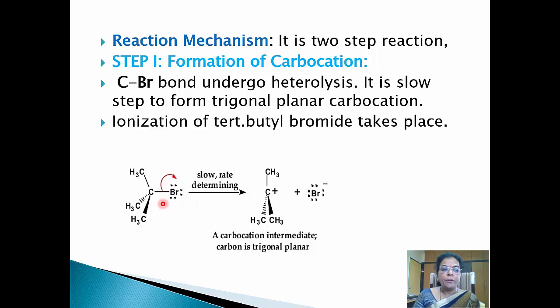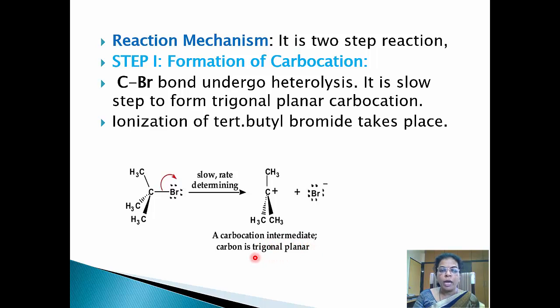This is the slow and rate determining step, and this C-Br bond breaks heterolytically, so that Br acquires the bonded electron pair towards itself. Now look here, this Br has 6 electrons, and when Br minus ion forms, there are 8 electrons around this Br. Now the Br minus ion forms, and along with this, a positively charged carbocation is formed, that is C+. This tertiary butyl carbonium ion is formed, in which this carbon atom is positively charged. A carbocation intermediate is formed.